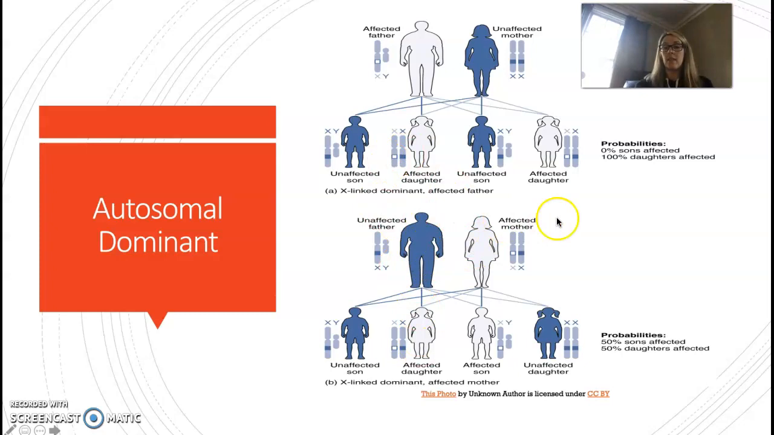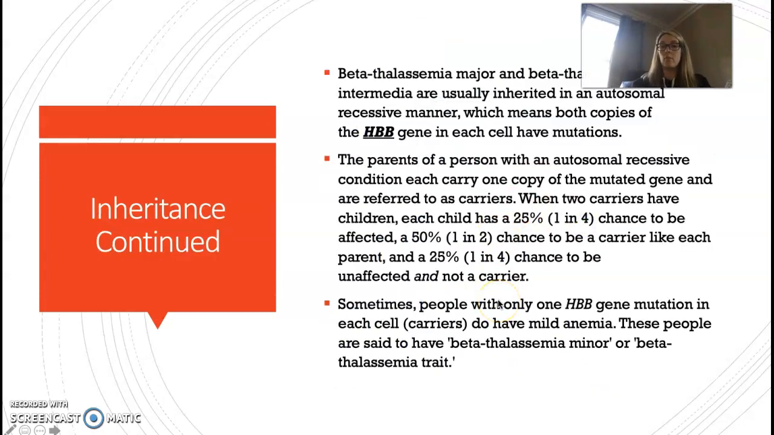So just to give you a rough idea of what we talk about when it's dominant. Let's break that down a little more clearly now that we don't have the pictures up here. When we talked about recessive, we talked about how one copy of the mutated gene is referred to as a carrier. When you have two carriers, a child has a 1 in 4, or 25%, chance to be affected, a 50%, 1 in 2, chance to be a carrier like the parent, or a 25%, 1 in 4, chance that you're unaffected. You're not a carrier. You don't even have to worry about it.